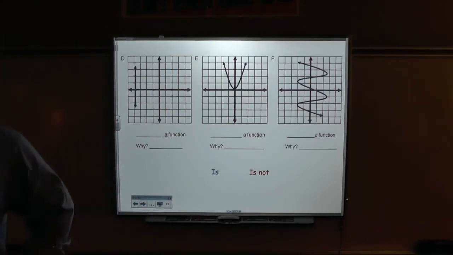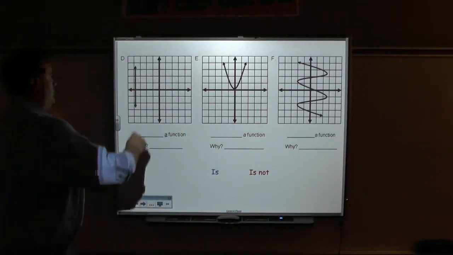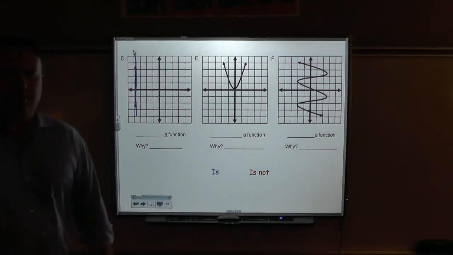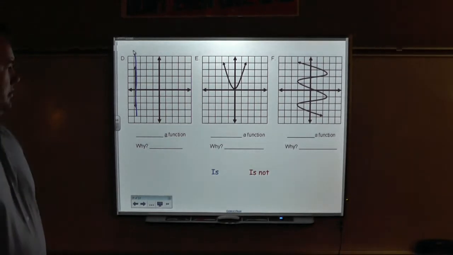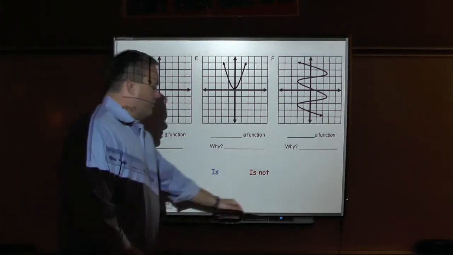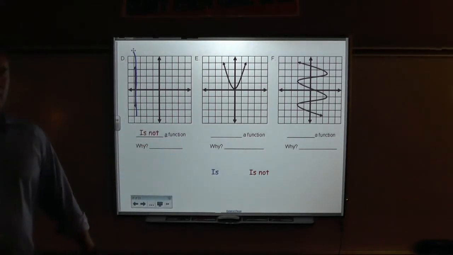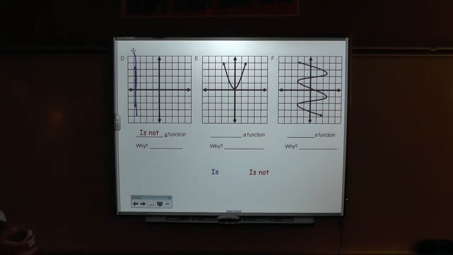D. D is a very important one. If you'll notice, D is a vertical line. So, if you draw a vertical line through a vertical line, how many times do you touch it? Well, every single time, an infinite amount of times. So, vertical lines, this is very important. You might even want to write this down somewhere. Vertical lines are never functions. A vertical line is never a function. That's very important.